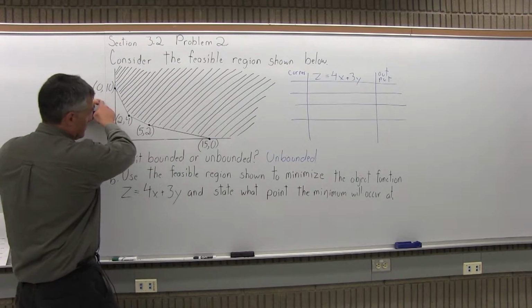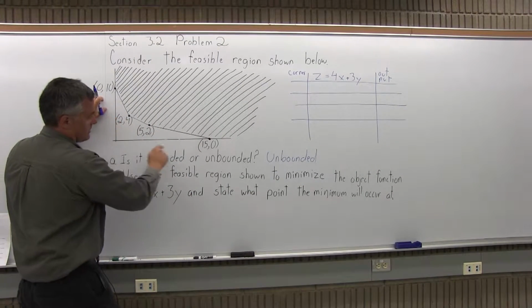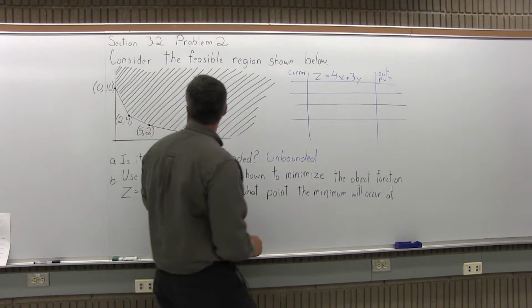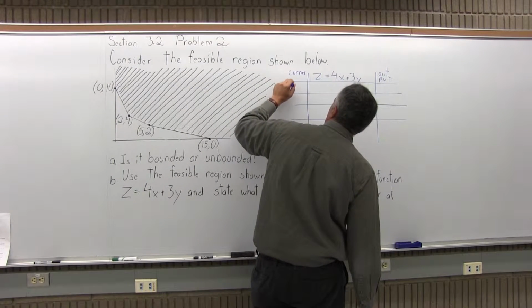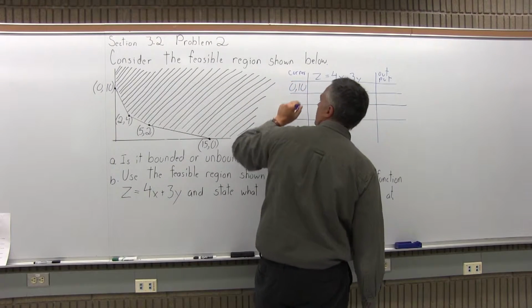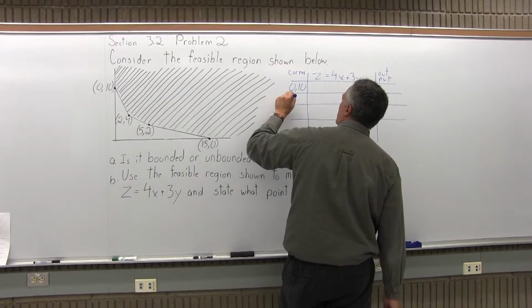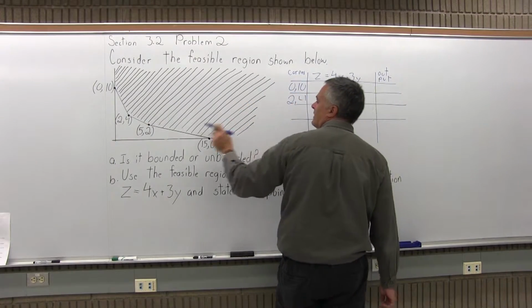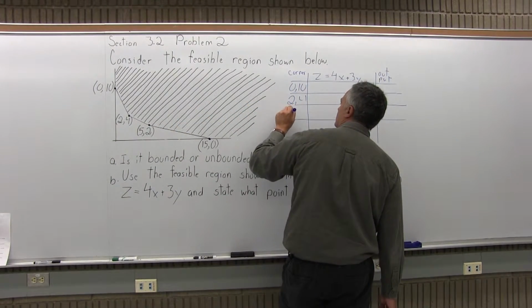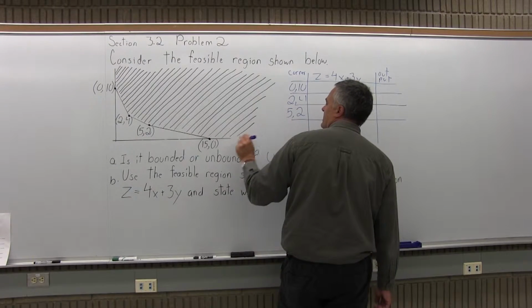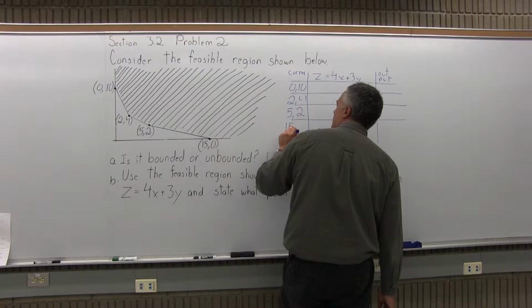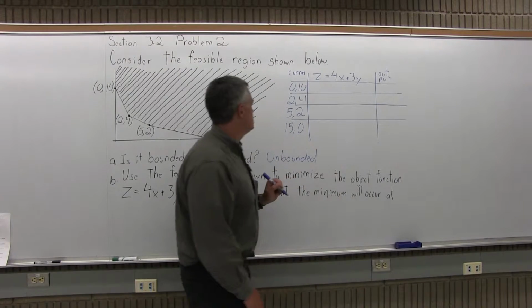The sensible order would just be to start at 0, 10, and then go right along the edge of the feasible region. So the first corner point I'll list will be 0, 10. The next one will be 2, 4. The next one will be 5, 2. And the last one will be 15, 0.